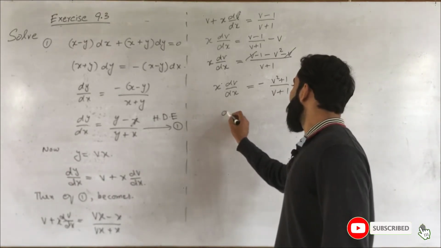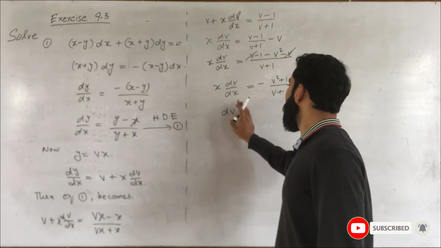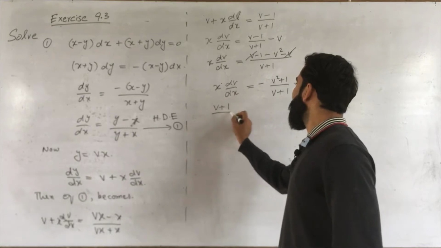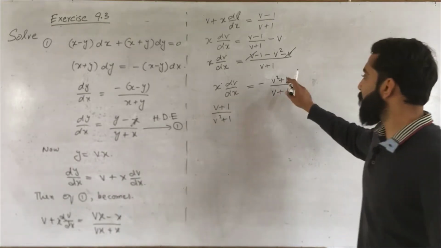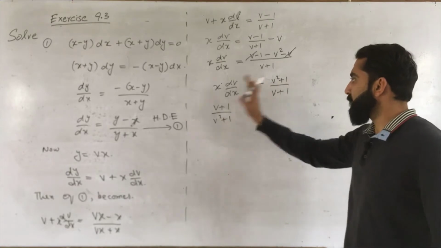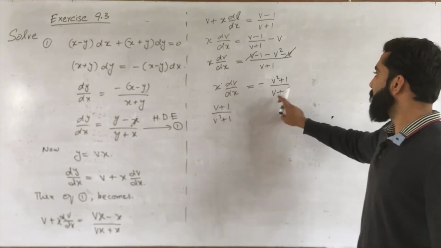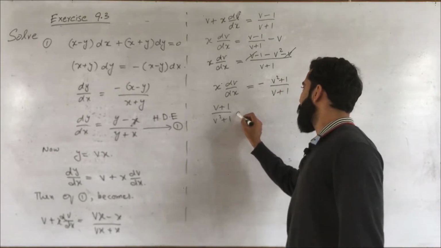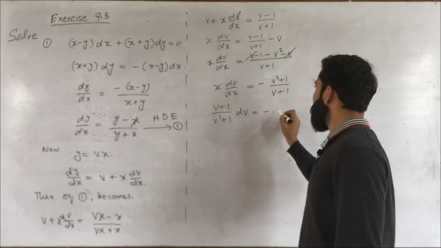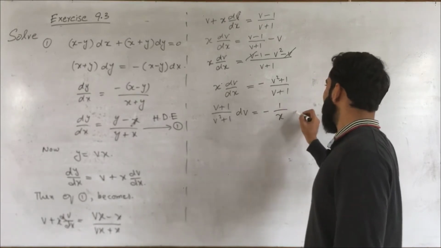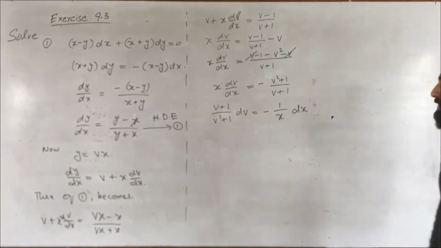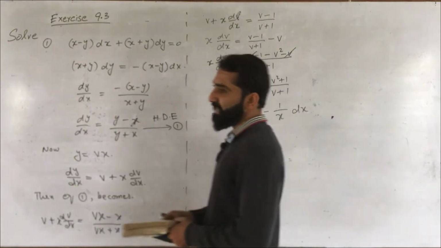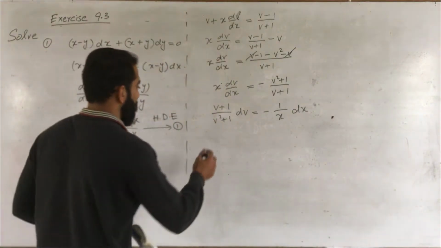Now separating variables, v plus 1 over v square plus 1, it will be reciprocal. When it transfers to the other side of the equation, v plus 1 comes on the upper side and v square plus 1 on the lower side of this equation. dv remains here with the minus, and x is converted to 1 over x and dx here. Now we can see that the variables have been separated. So the next step is to integrate both sides.